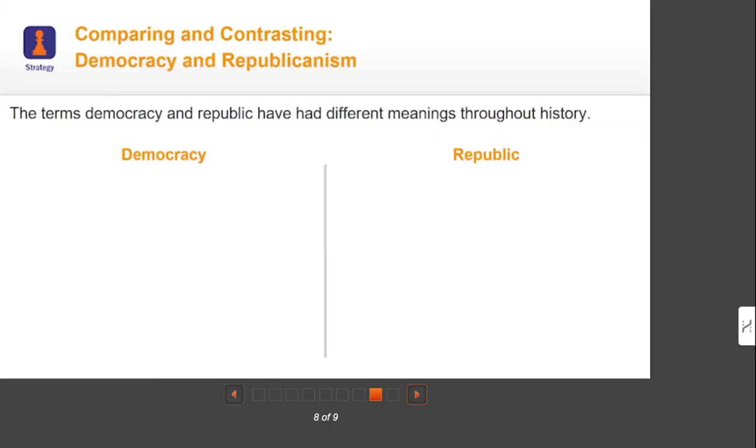The terms democracy and republic have different meanings to different people throughout history, but it's important to know some of the key differences between these ideas. The word democracy comes from the Greek words demos, meaning people, and kratos, meaning power. In this type of government, power is given to citizens of a state.